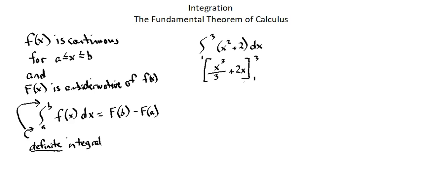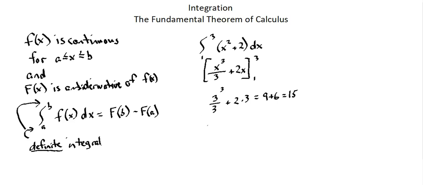And I'll subtract the value at 3 minus the value at 1, and that will be the area under the curve on the interval of x equals 1 to x equals 3 for this particular function. So when I input the 3 value into my antiderivative, I have 3 to the power of 3 over 3 plus 2 times 3, which is 9 plus 6, which is 15.